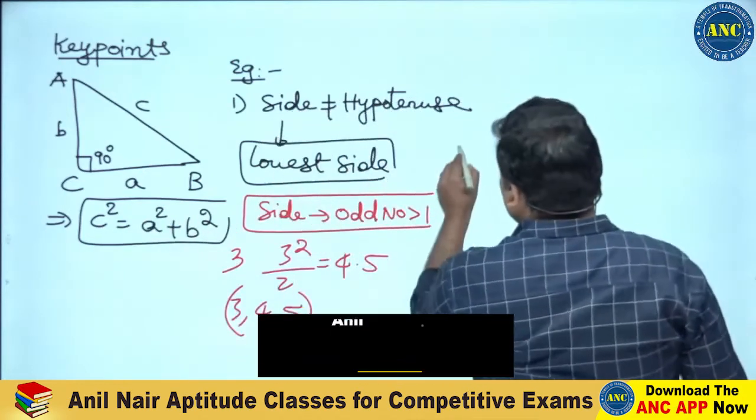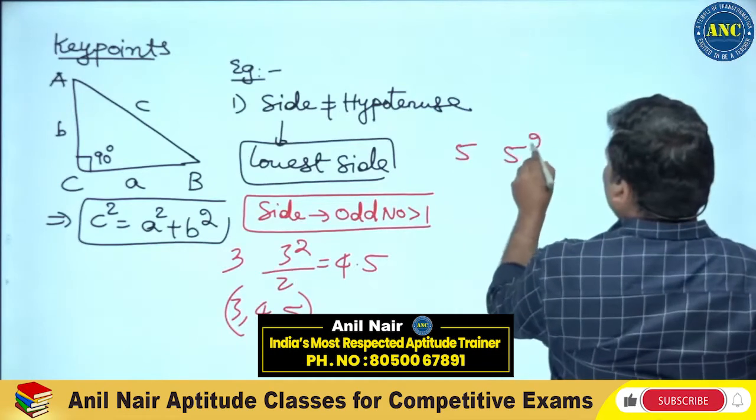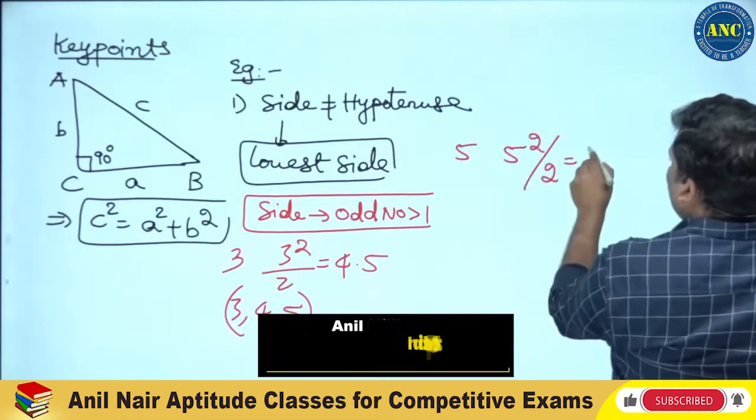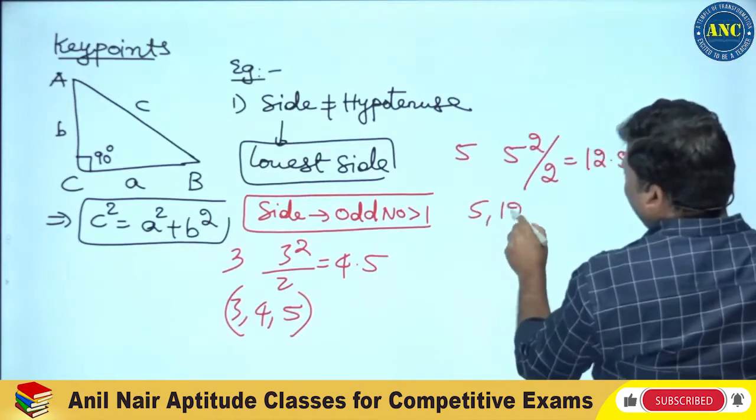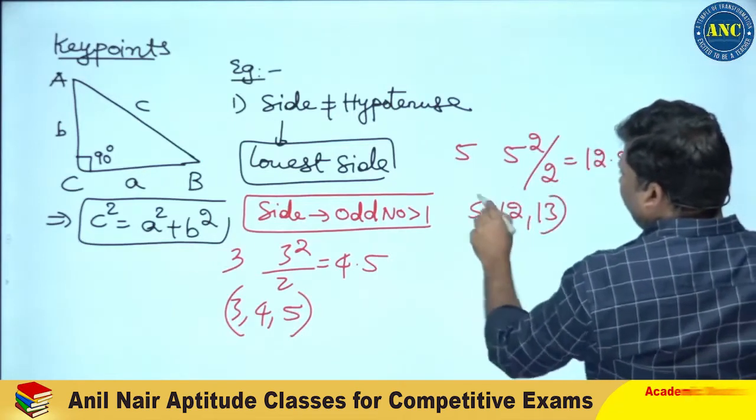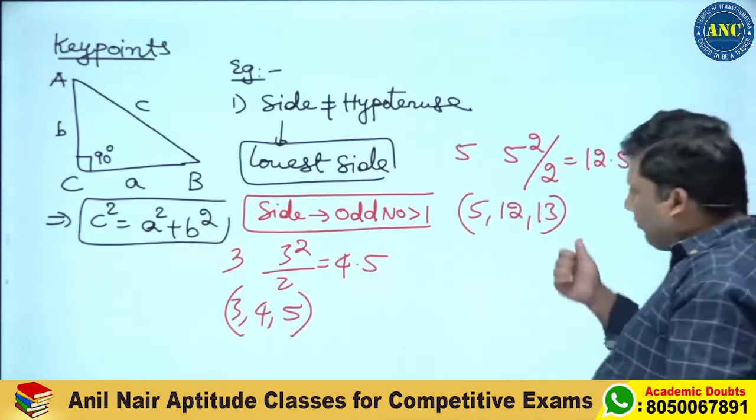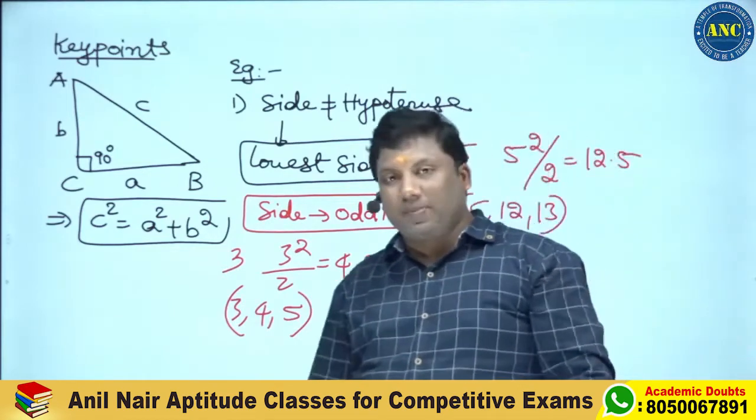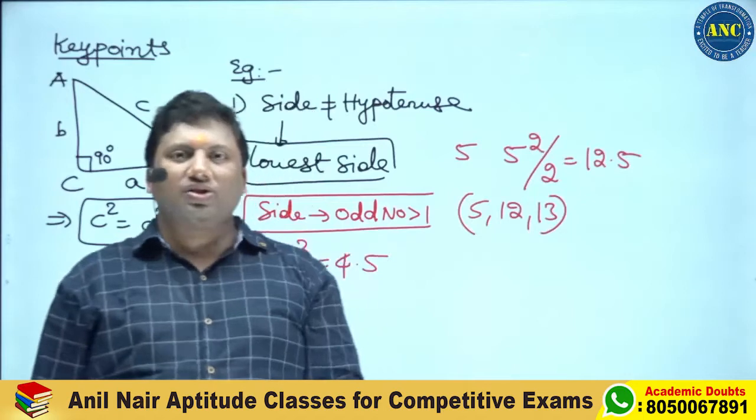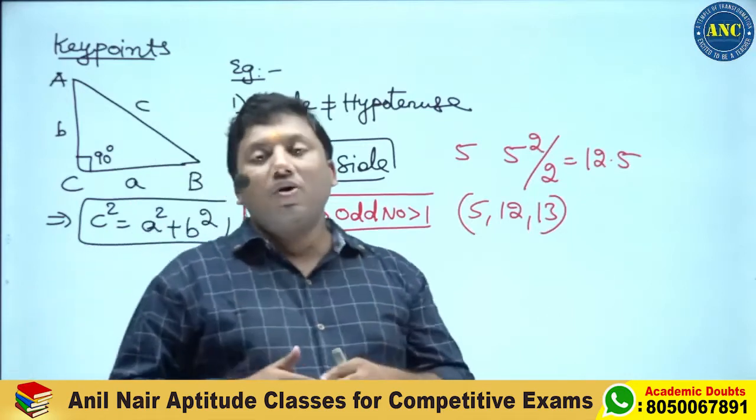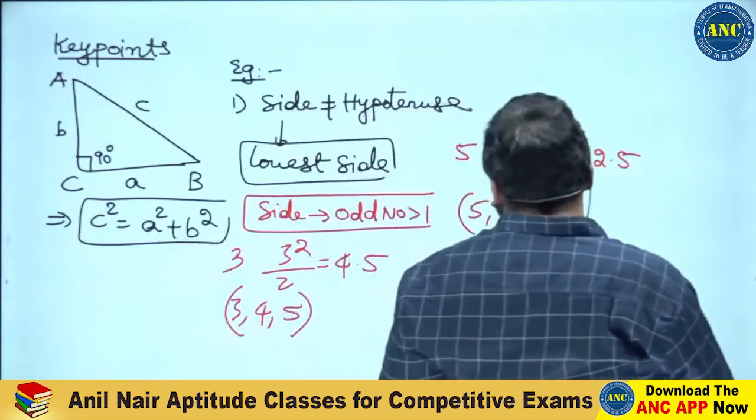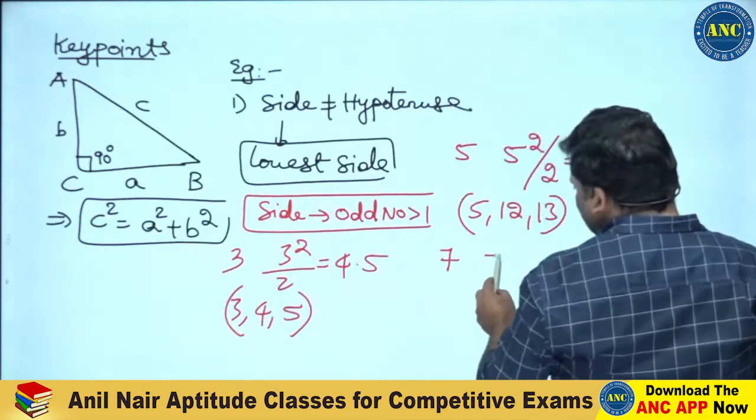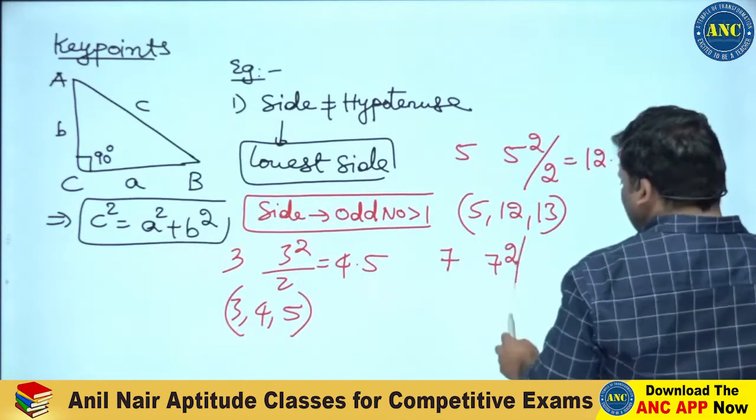Suppose if I am taking 5, square it and divide by 2. 25 by 2, 12.5. Subtract 0.5, add 0.5. 5, 12, 13. 13 square equivalent to 5 square plus 12 square. 5 square it is 25. 12 square it is 144. 144 plus 25, 169. Whenever the lowest side it is an odd number, you can do this method.